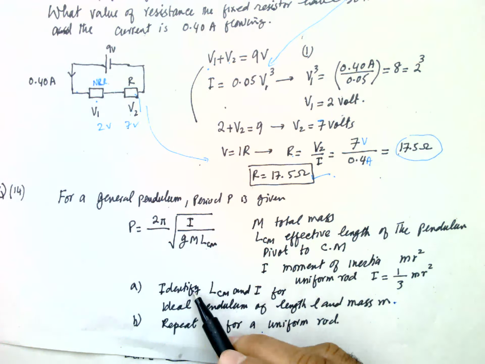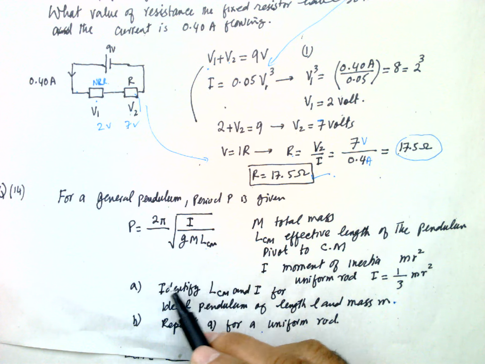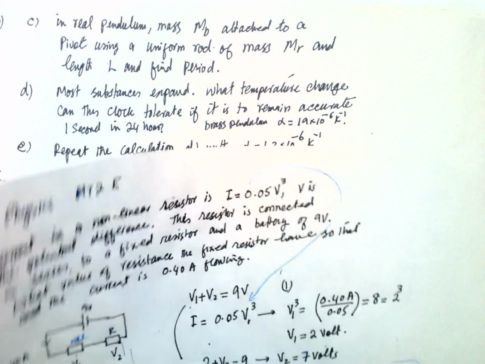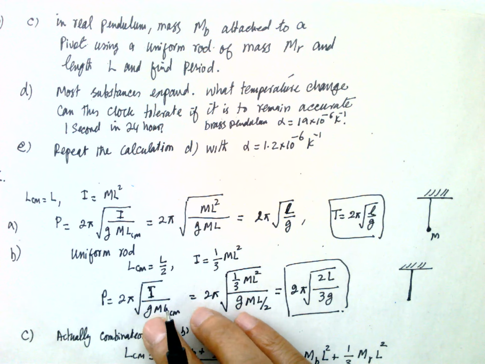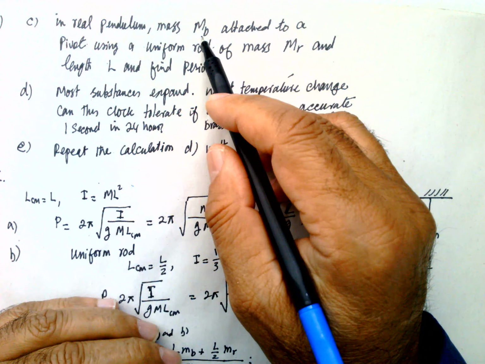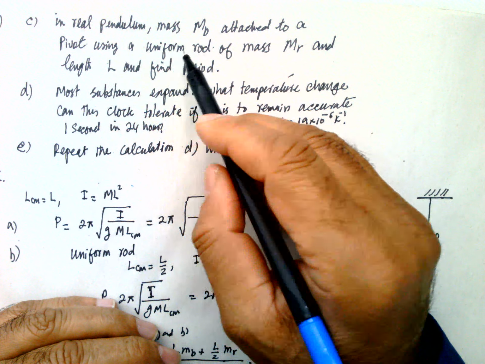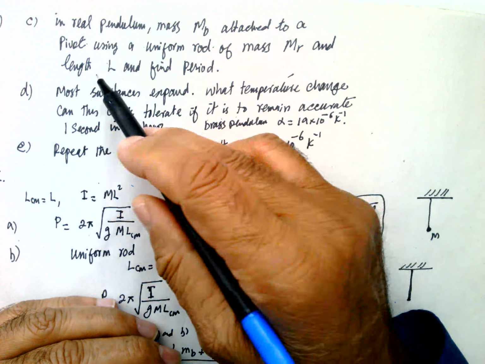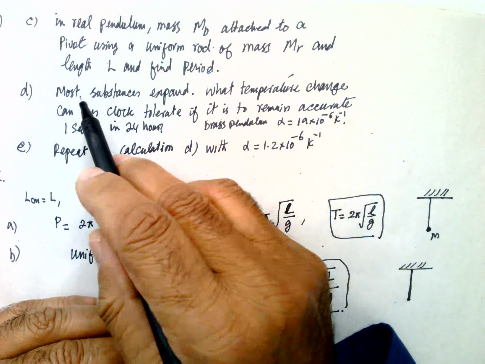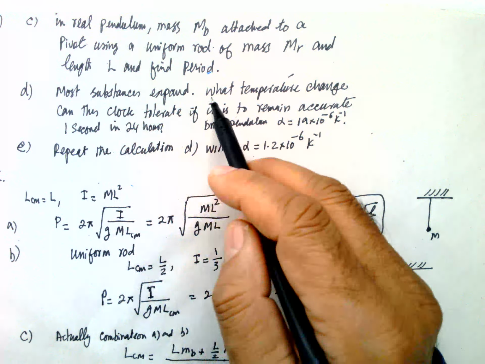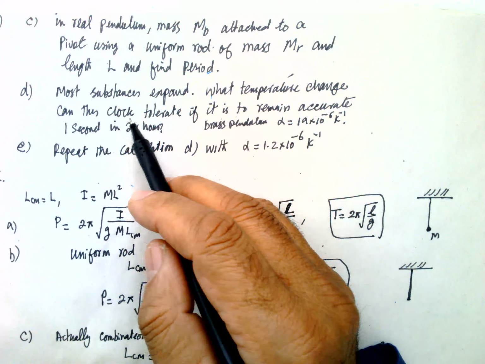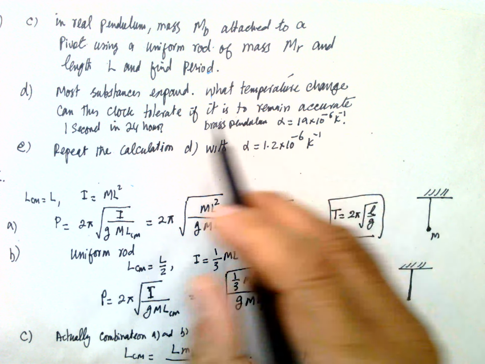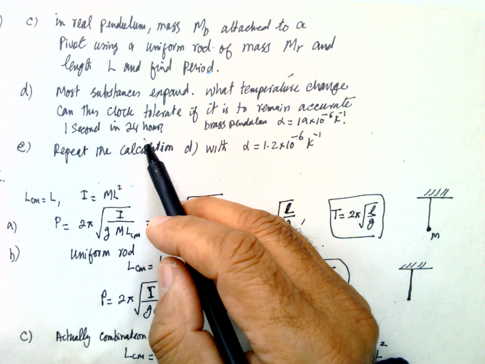B: repeat the experiment for a uniform rod. C is for a real pendulum instead of an ideal pendulum, with the mass of the object M_B attached to the pivot using a uniform rod of mass M_R and length L, and find the period. D, most substances expand. This is a very important question. What temperature change can the clock tolerate if it is to remain accurate to 1 second in 24 hours?